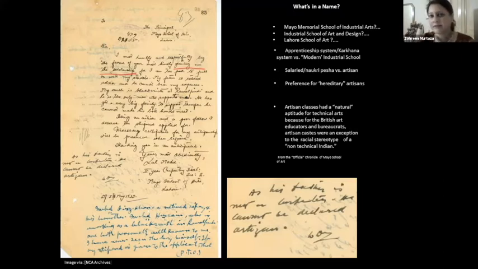And it leads back to one of Zehra's questions when I attended her class, what's in a name? Because when the process of naming Mayo School of Art was taking place, several names were proposed: Mayo Memorial School of Industrial Arts, Industrial School of Art and Design, Lahore School of Art. And so there is this confusion of how all of this links together if you are saying that we've implanted another system here and brought it here, but you're also borrowing piecemeal from ideas that you just criticized and rejected.